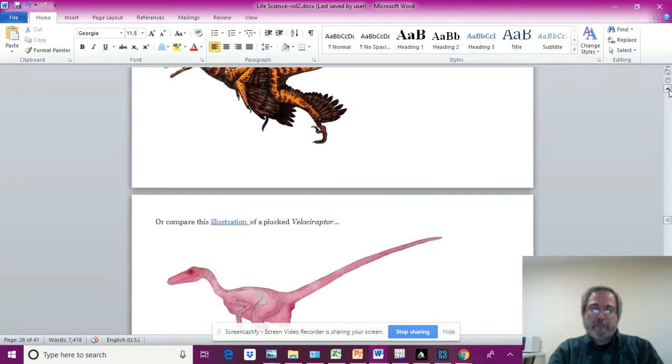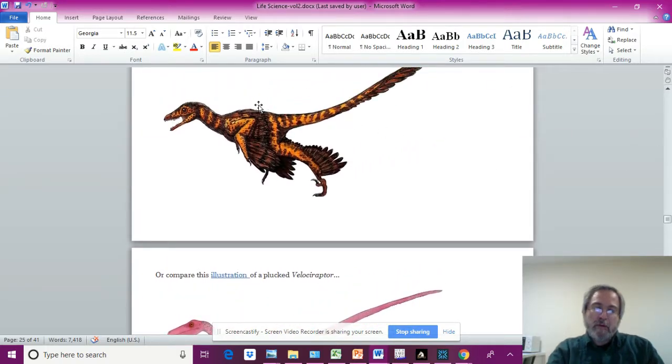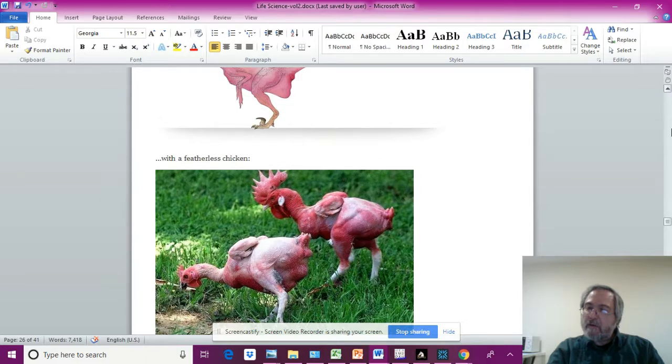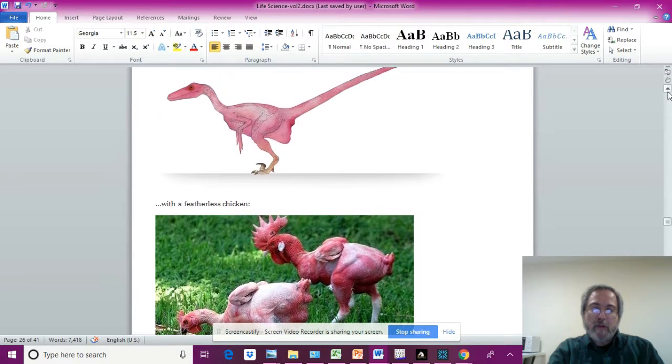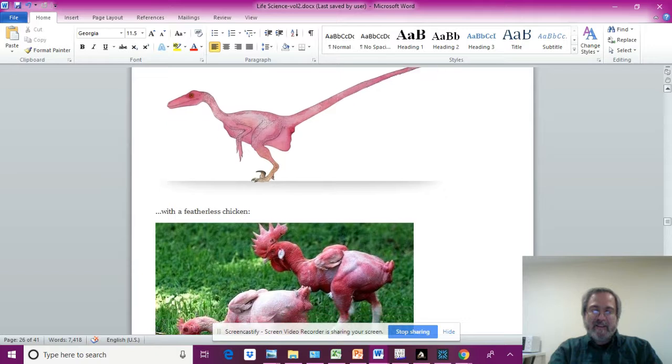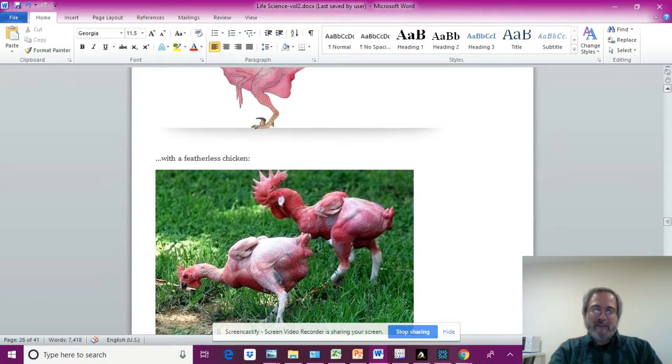So now, if you want to compare this illustration to a velociraptor, which did come later, kind of very similar looking, right? Long tail, right? That killer claw, right? That kind of thing. Put a leathery skin on it, and you got the velociraptor of the Jurassic Park movies. But now here's the interesting thing. This is a featherless chicken.